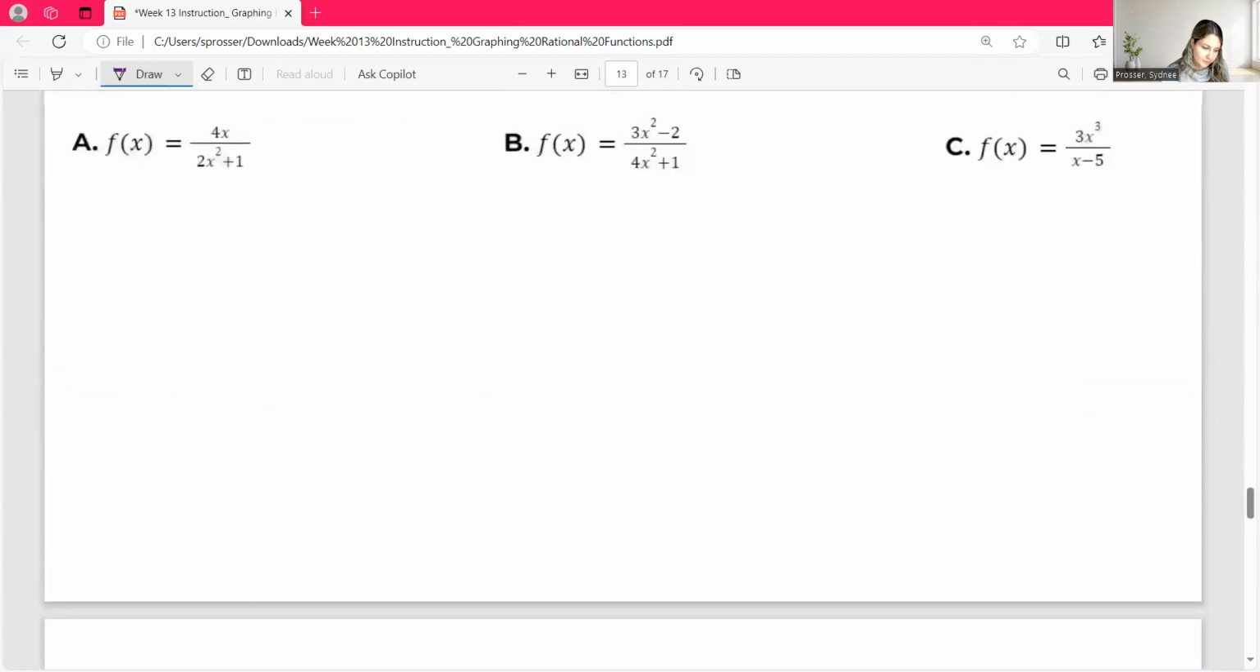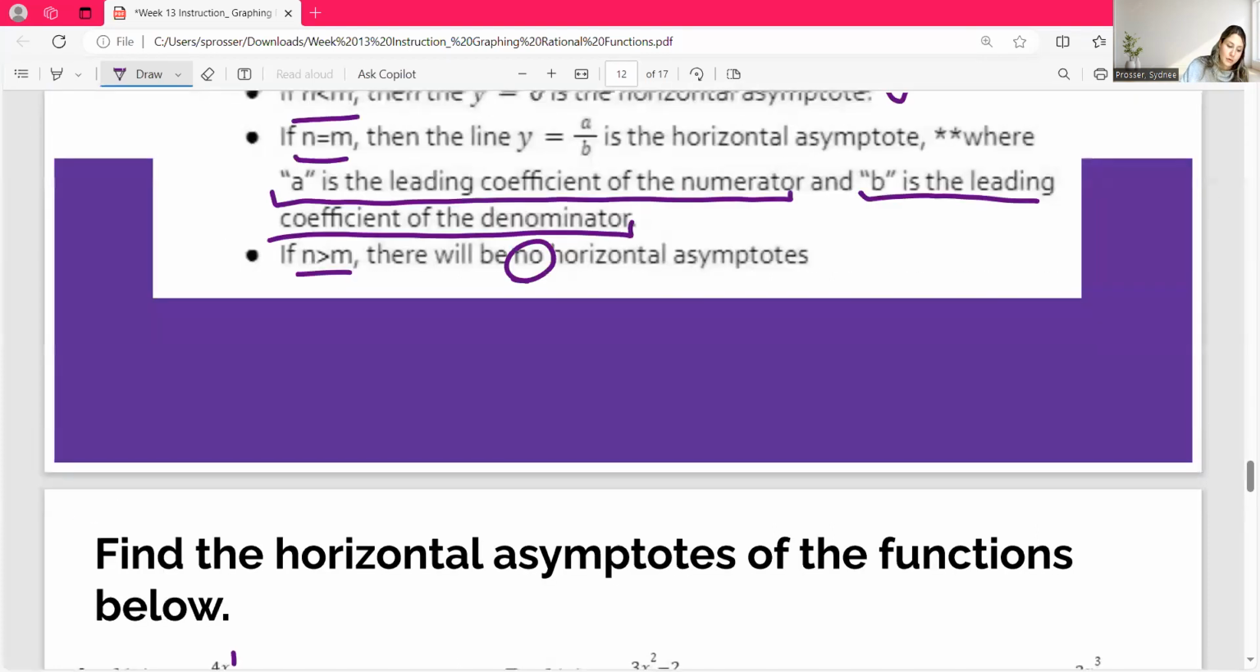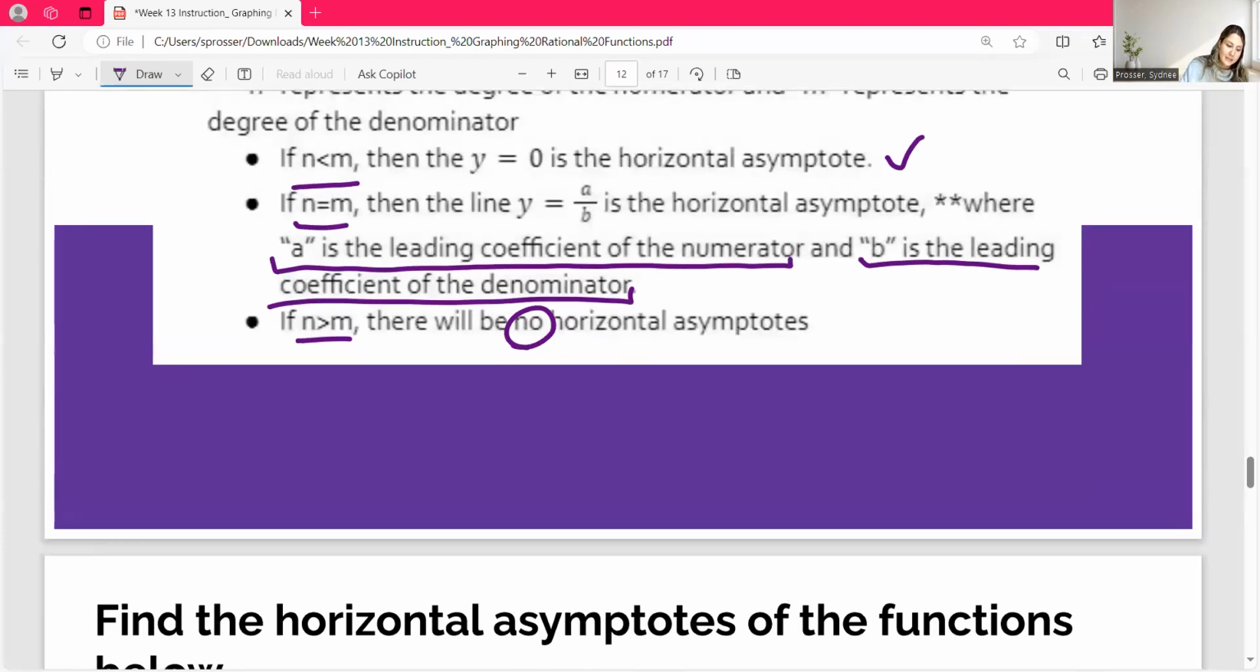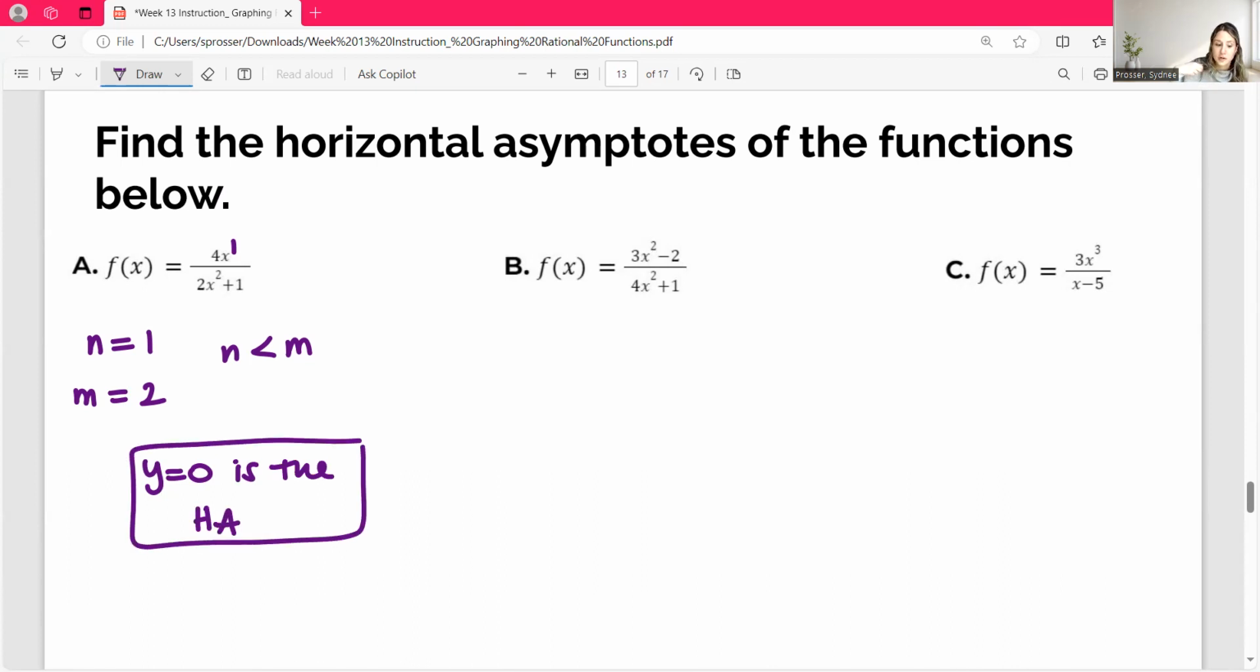Okay, find the horizontal asymptotes of the functions below. I go through and say what the numerator degree is. Numerator degree is 1. Denominator, remember we use m for denominator degree. Denominator degree is 2. So the numerator degree is less than the denominator degree, which means y equals 0 is the horizontal asymptote. And that's it, guys. We're just comparing the degrees.